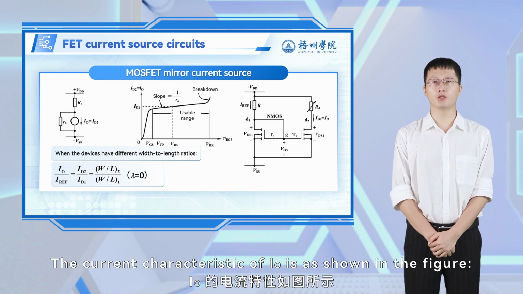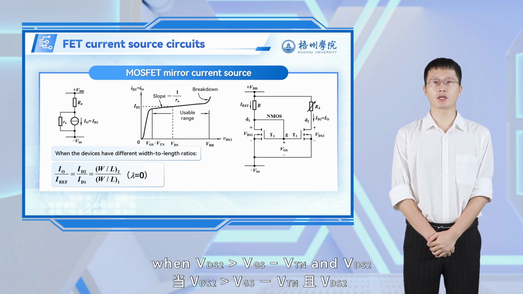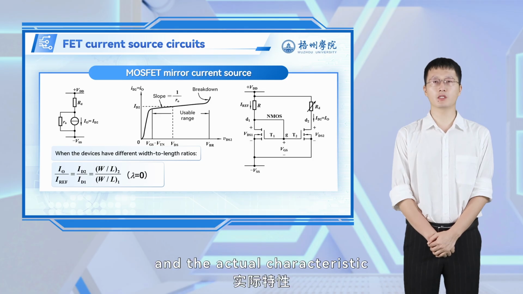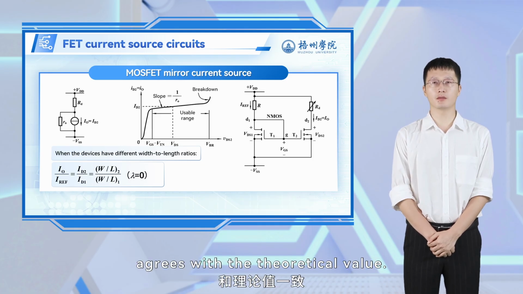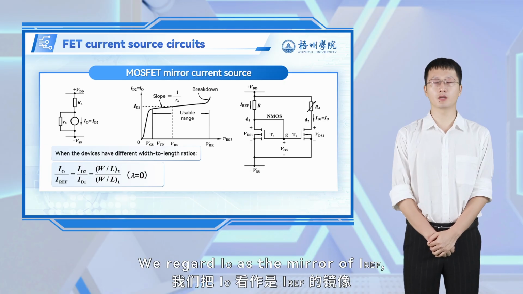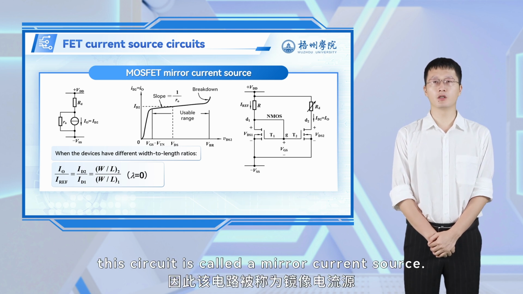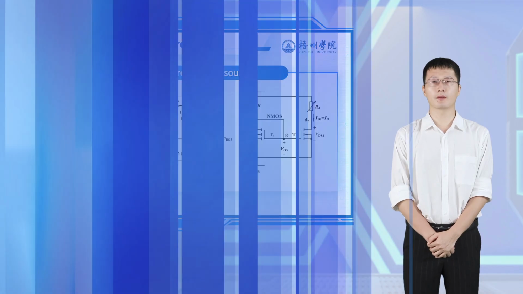The current characteristic of I_O is as shown in the figure: V_DS2 greater than V_GS minus V_Tn, and V_DS2 less than V_BR, the breakdown voltage. I_O remains essentially constant, and the actual characteristic agrees with the theoretical value. We regard I_O as the mirror of I_REF. And since the value of I_O remains unchanged, this circuit is called a mirror current source.